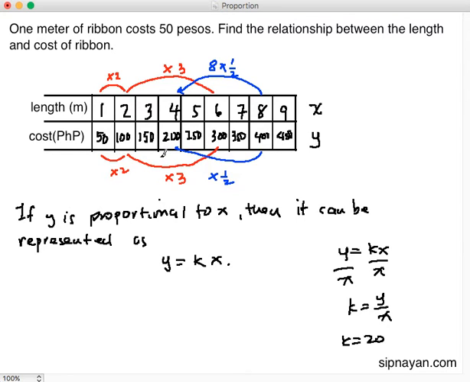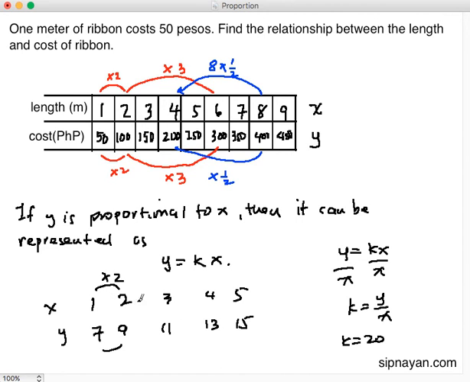Okay? So of course may mga relationships or may mga tables na minsan hindi naman talaga siya proportional. For example, bigyan ko yung example: 1, 2, 3, 4, 5 tapos 3, 7, 9, 11, 13 and then 15. So here, pag nag-times 2 ka dito, ano nangyayari dito? Hindi na siya nagta-times 2. So definitely hindi na siya proportional itong mga values nito.